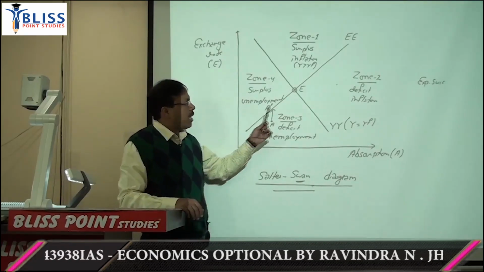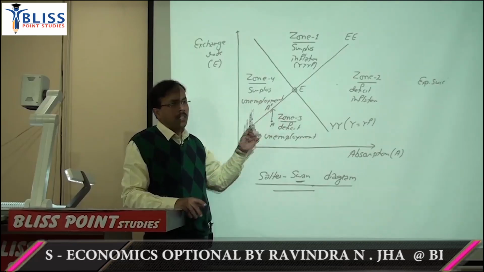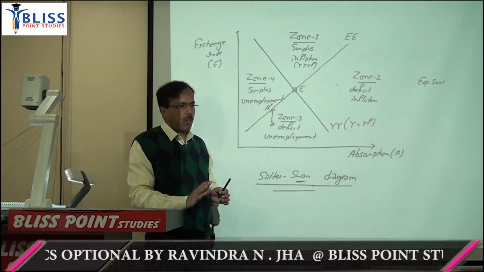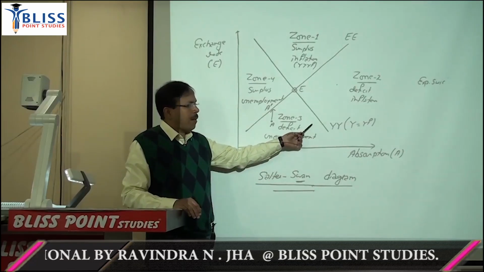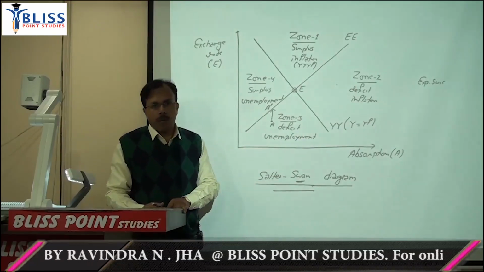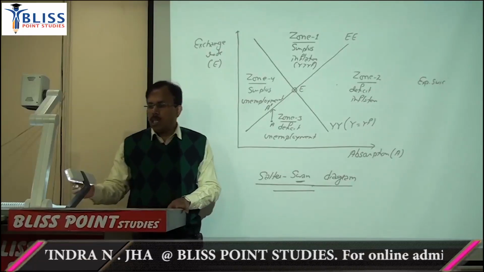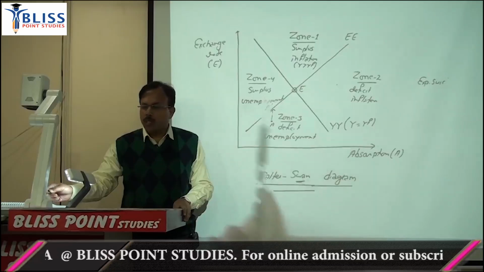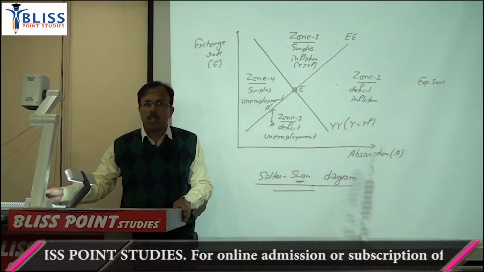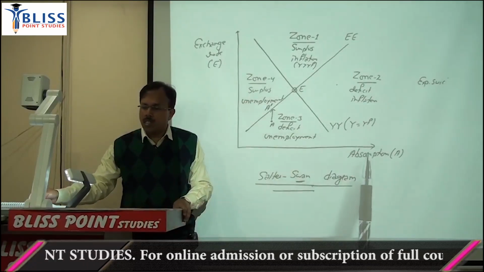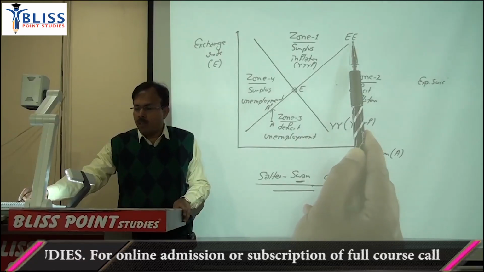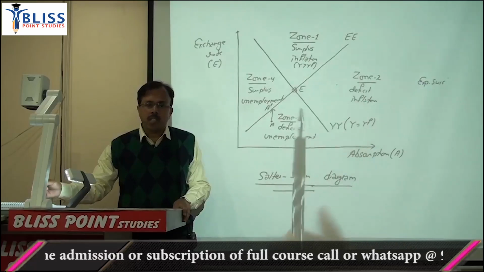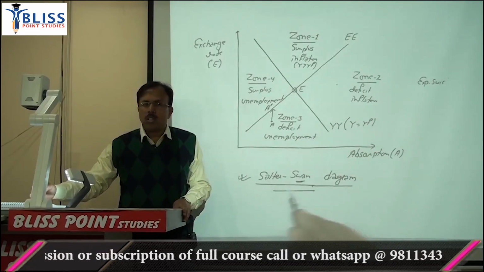Just remember, along the external balance line, income is equal to absorption so that net export is zero, and along the internal balance line, Y must be equal to the full employment level. These schedules represent various combinations of exchange rate and absorption. When you take exchange rate and absorption on the vertical and horizontal axes, the external balance is a positive slope line and internal balance is a negative slope line, and these are the 4 zones. That description is basically for the Salter-Swan diagram.